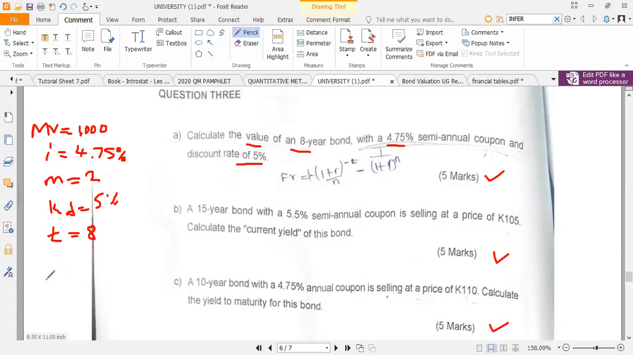So here we're going to have what? Our i is 4.75, so you're dividing by 2. And our KD is 5% divided by 2.